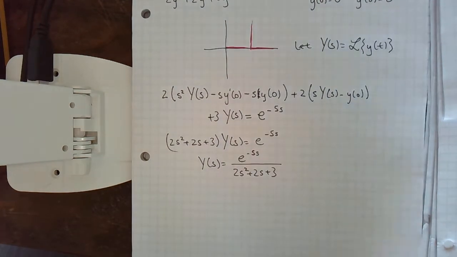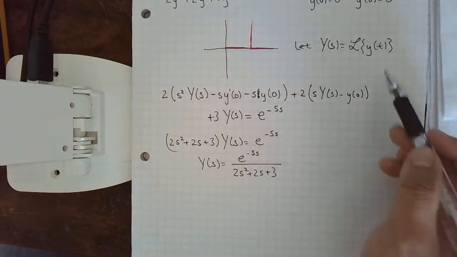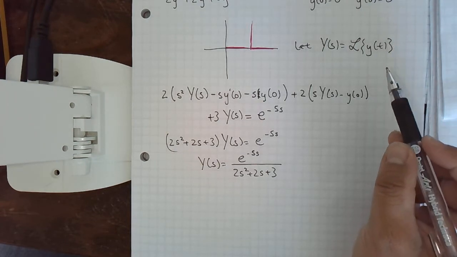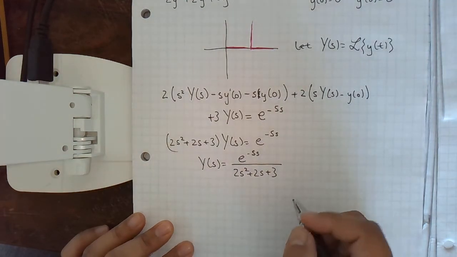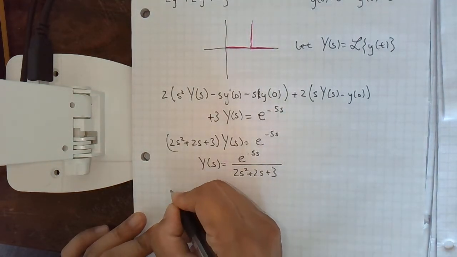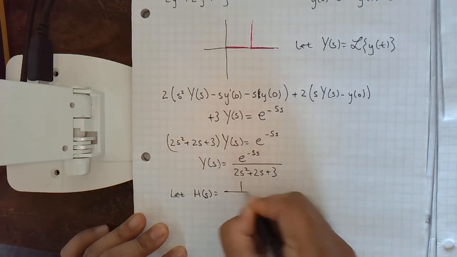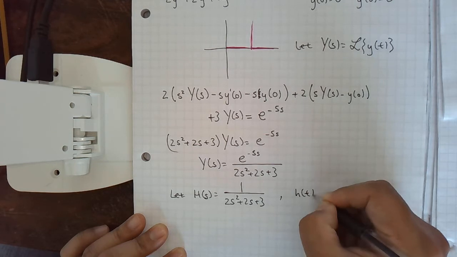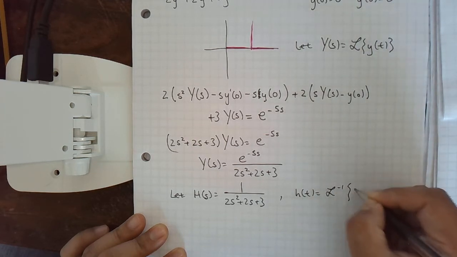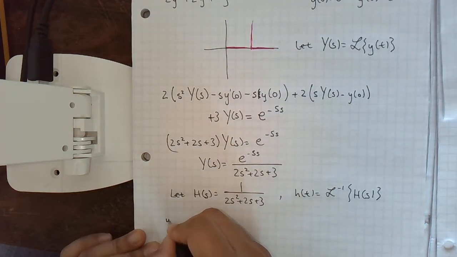So if we could just find the inverse Laplace transform of this function, then we'd have our little y of t. Okay, we're actually going to use a property to make this a little bit easier. So we're going to say let big H of s be 1 over 2s squared plus 2s plus 3, and then let little h of t be the inverse Laplace transform of big H of s. And then we're going to use those functions.